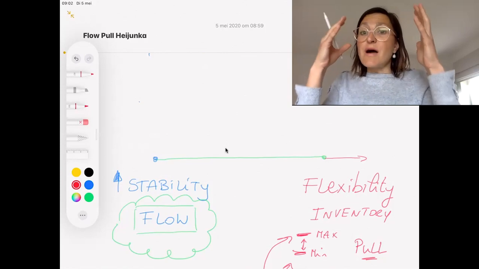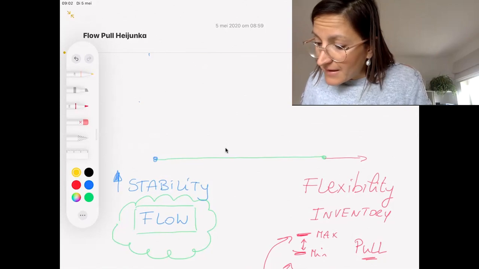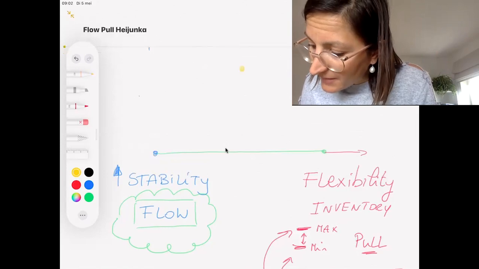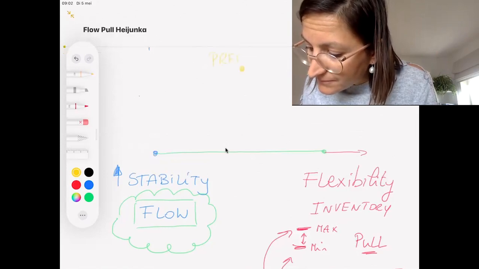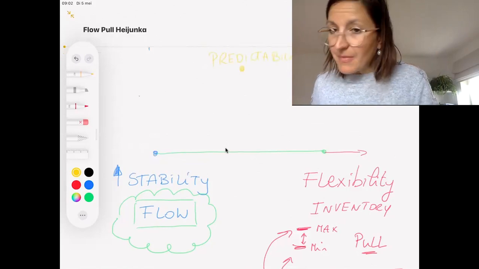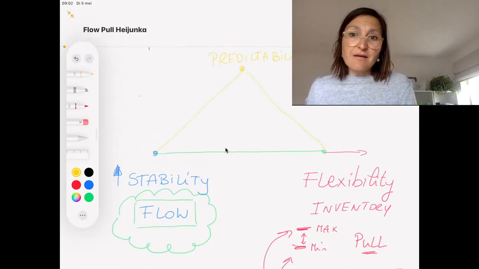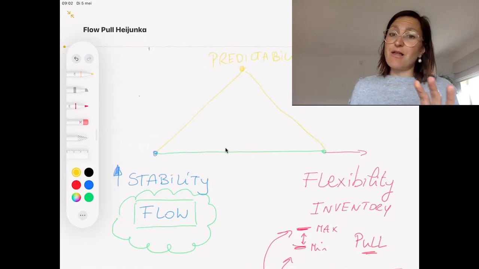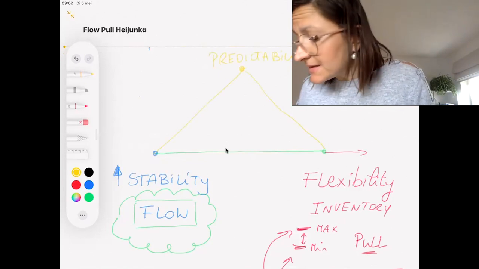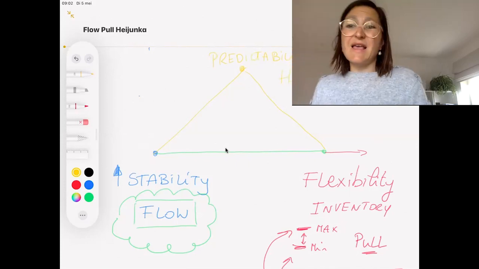Our minds are wired for predictability. And this is where Heijunka comes in. So Heijunka strives for predictability. Predictability, right? So we get this triangle that tries to combine a lot of micro effects, but macro effects, right? Predictability, this is the concept of Heijunka. You will find words like leveling out.